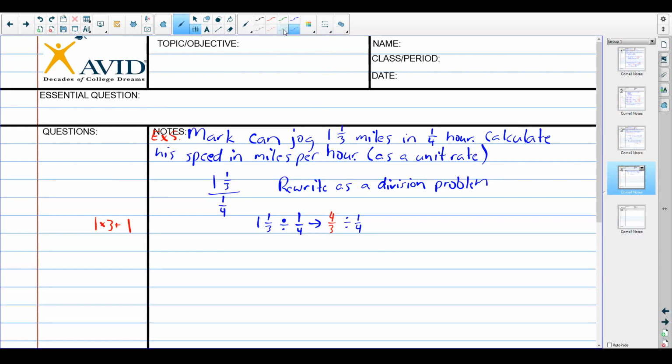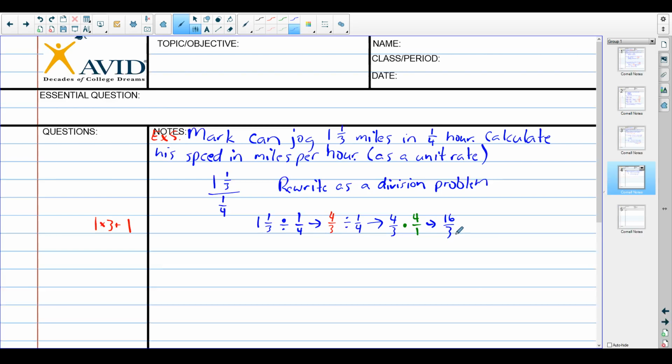Okay. And then we just change it to multiplication. So our first number stays the same. 4/3. And then division becomes times. And then 1/4, we flip that over to get 4 over 1. So then we just multiply. Nothing really to simplify here. So this becomes 16 up top. 4 times 4. 3 on the bottom.